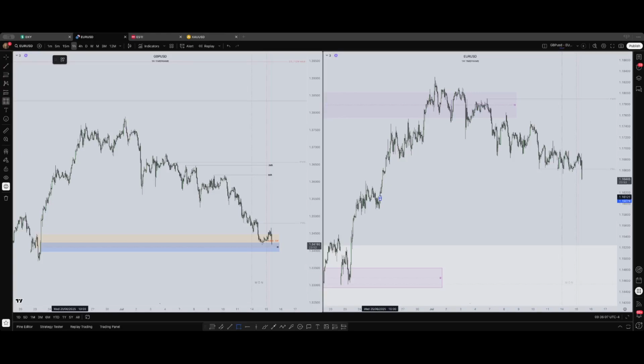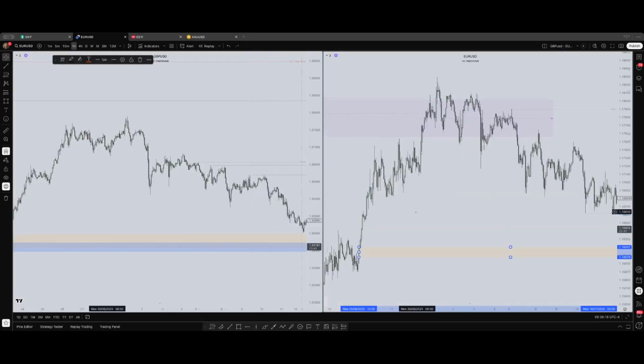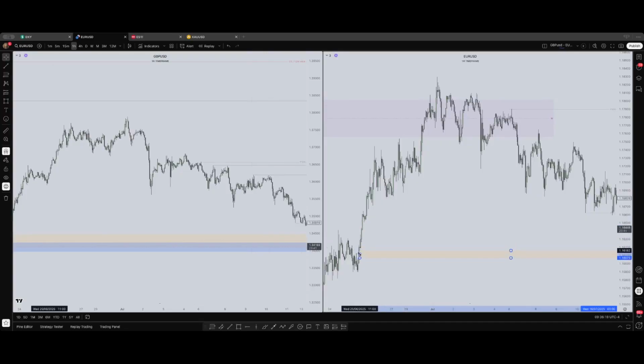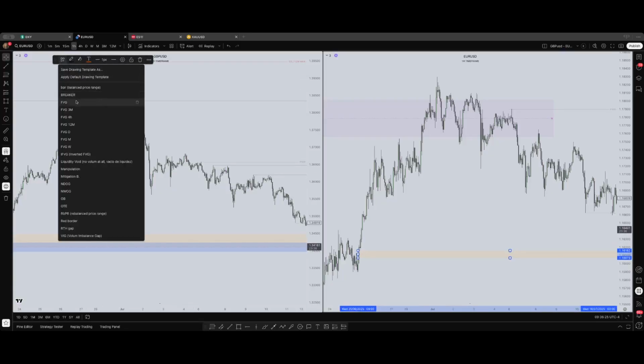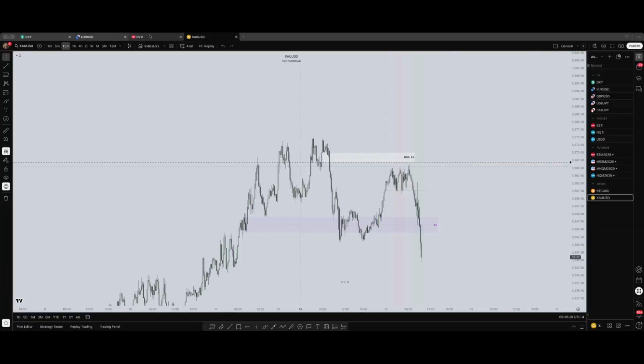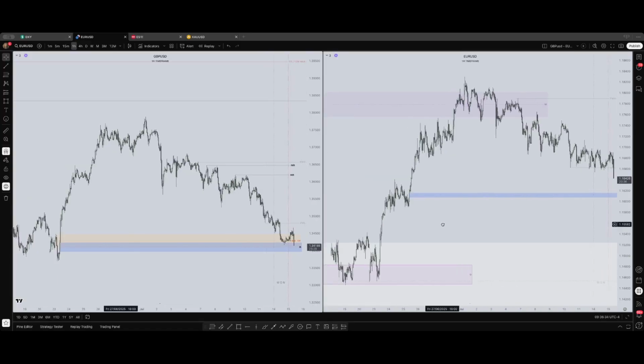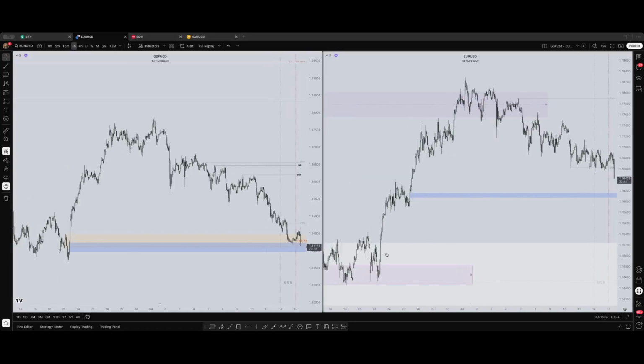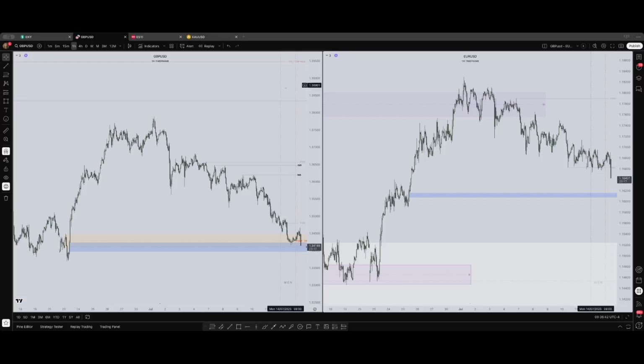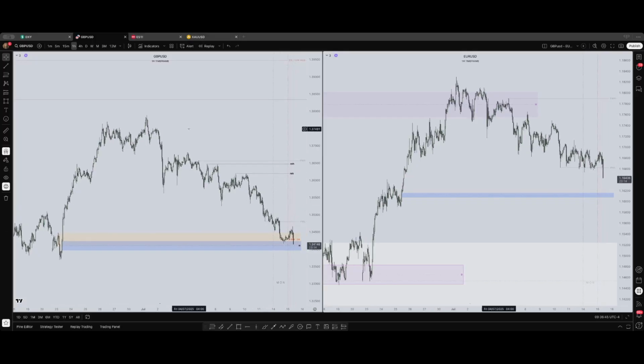Meanwhile, euro is falling, it's dropping. We have an imbalance here. Let's see how price reacts to this imbalance. This is a 1 hour fair value gap. It's dropping very heavily. And yeah, so guys, how are you so far? Let's see how this goes.